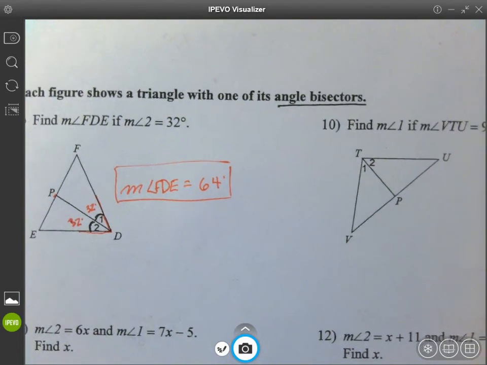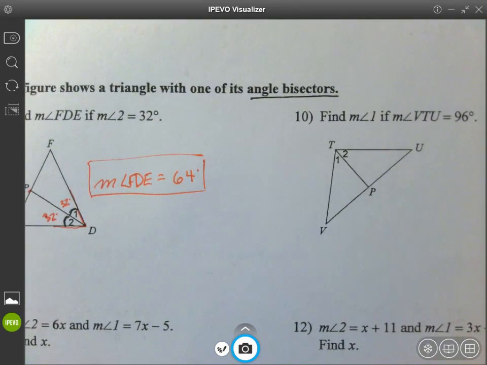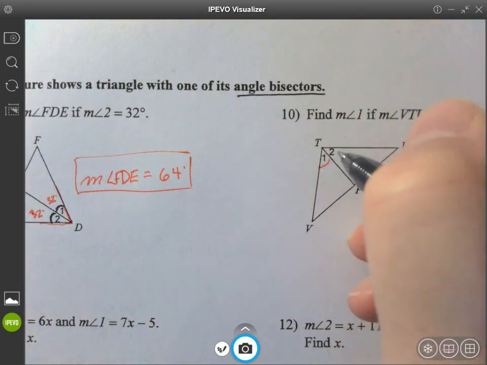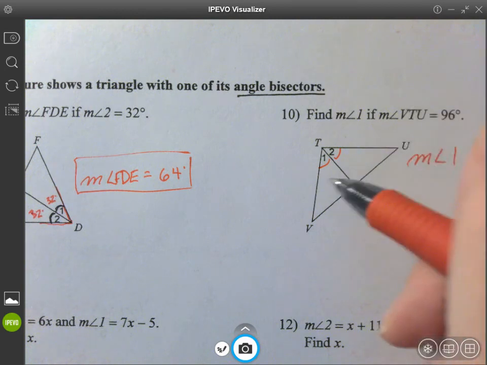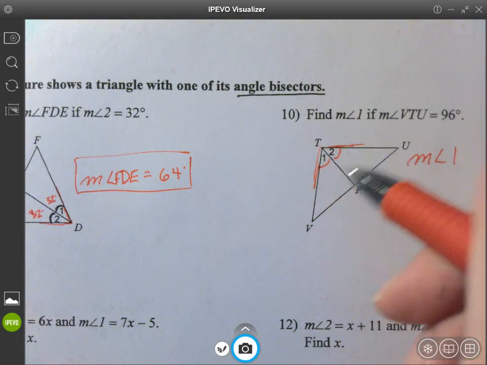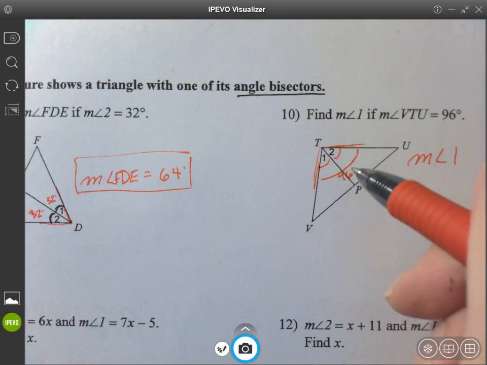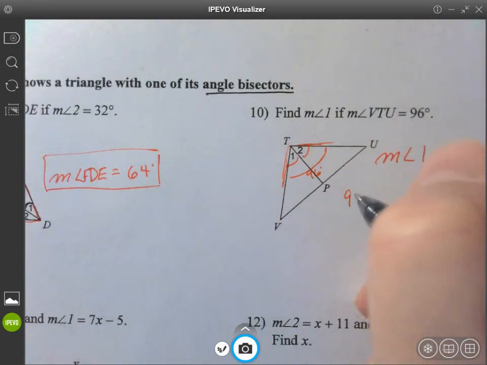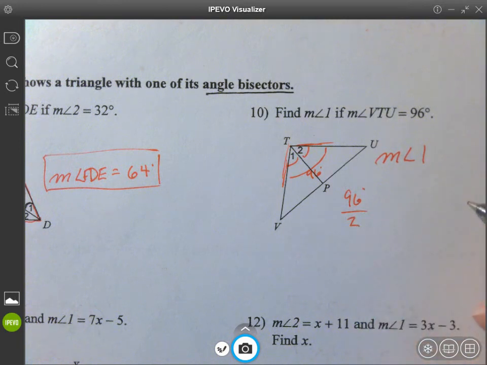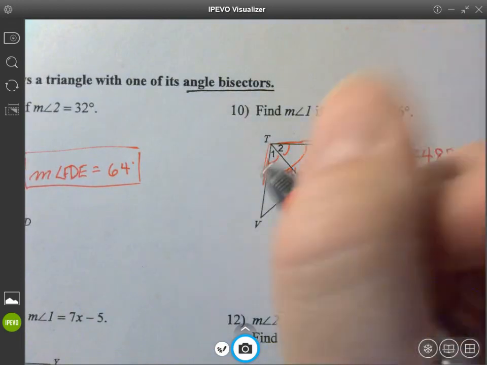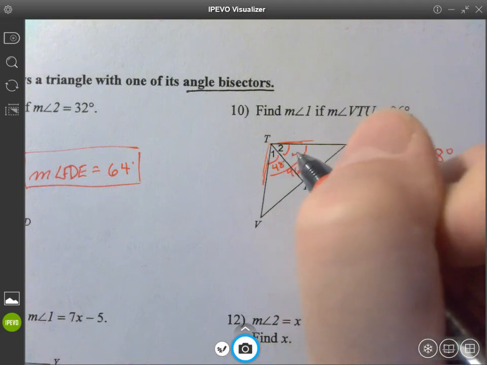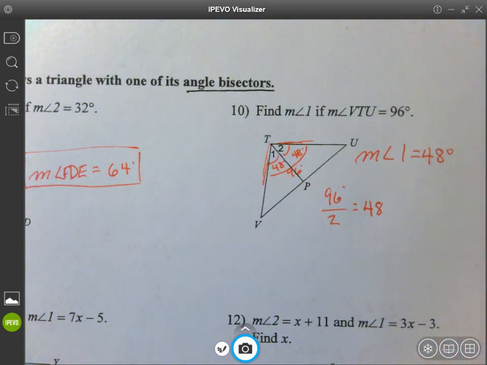Okay? Now, flip-flop it, go the other way. Here's my angle bisector, so these are congruent. Find the measure of angle 1. The big angle, VTU, this whole angle is 96 degrees. Well, wouldn't I just take the 96 degrees and divide it by 2? So I think it should be 48. Is that true? Anyone confirm or deny? Mr. Adams? 48 times 2 is 96? Okay, so that's what I know.